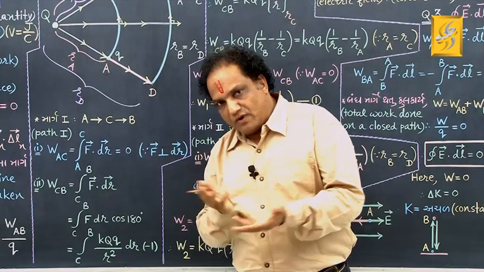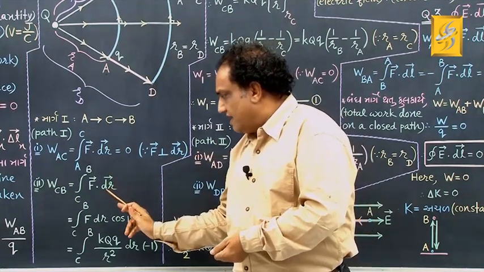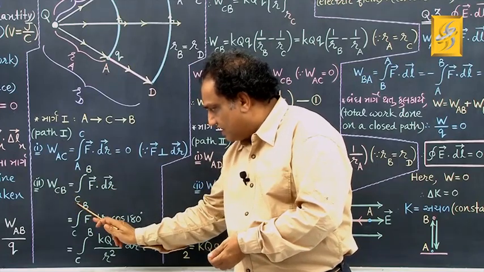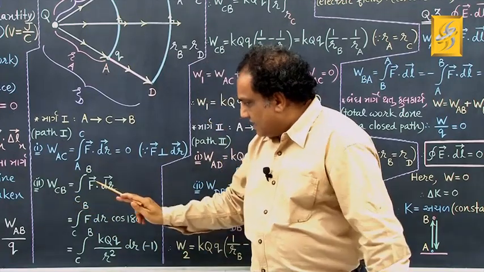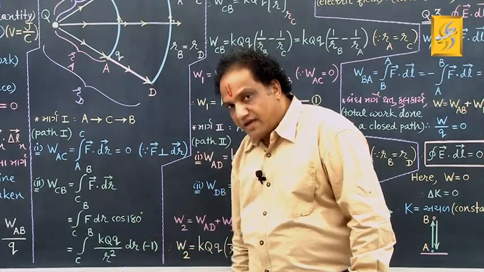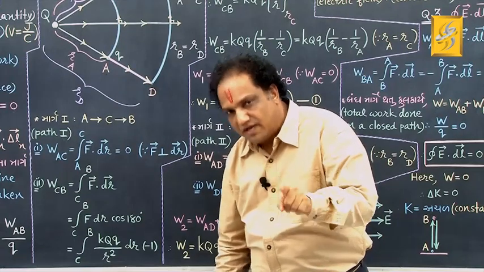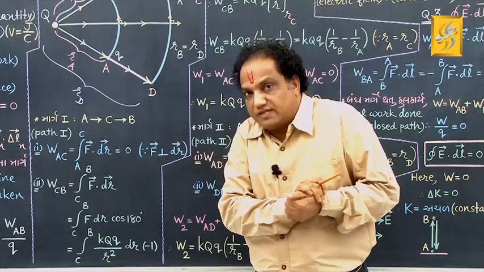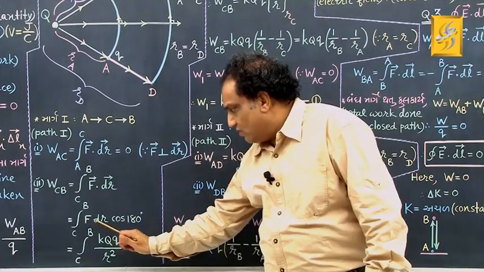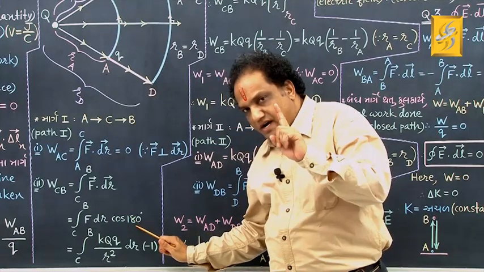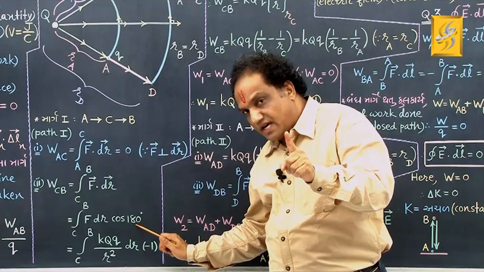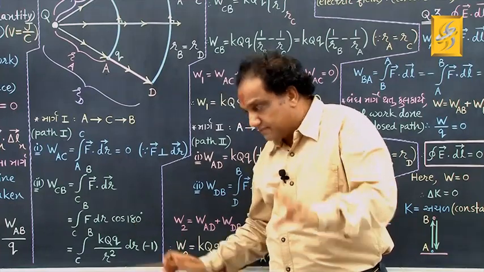Now we go for WCB. According to the formula, it should be the line integration of this force from C to B. Now, had it been vector A dot vector B, you could have written AB cos theta. Similarly here, F into dr into cos theta. Now take very special interest and try to understand why this theta is taken as 180 degrees. Try to understand. Look.